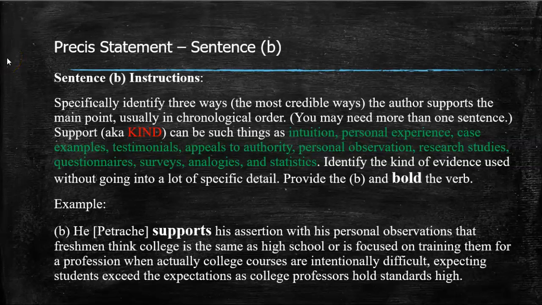Precis statement, sentence B, identifies the kind of evidence the author used in support of his or her point, aka thesis statement. Now, I want to point out that kind means intuition, personal experience, case examples, testimonies, appeals to authority, personal observation, research studies, questionnaires, surveys, analogies, and statistics, with some details so that you can remember some specifics about the kind of evidence that the author used.